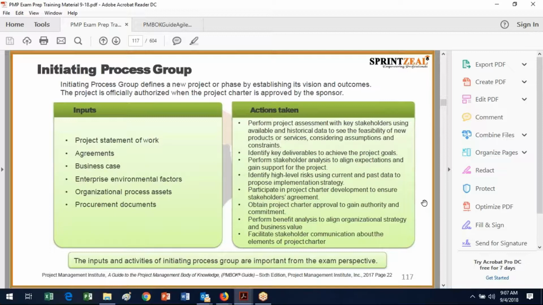And then we want to perform benefit analysis to align organizational strategy and business value, and we want to facilitate stakeholder communications about the elements of the project charter, because the project charter is basically the document that leads your project. Usually the project charter stays not exactly set in stone, but it's usually cast. Well, I know it's signed, and I know there could be an addendum. Right. So it's cast at a high enough level that the fundamental principle should not change.